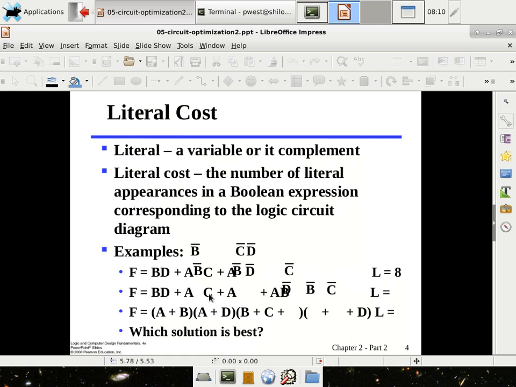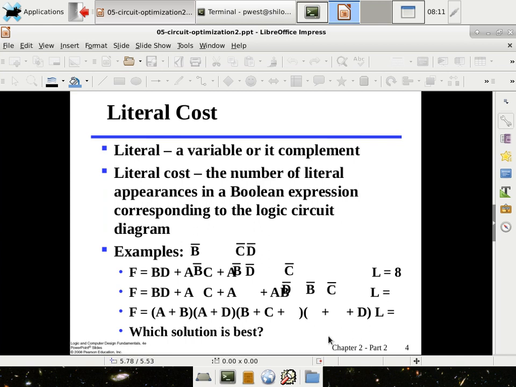All right, so what's the literal cost? If everyone can pretend to read this, it's literally the number of literals. Okay, you count. 1, 2, 3, 4, 5, 6, oh, I'm sorry, 6, 7, 8, and there's 8. This one is even harder, so I'm going to be moving on. So it's 1, 2, 3, 4, 5, 6, 7, 8, 9, 10. So that one's going to be 10.